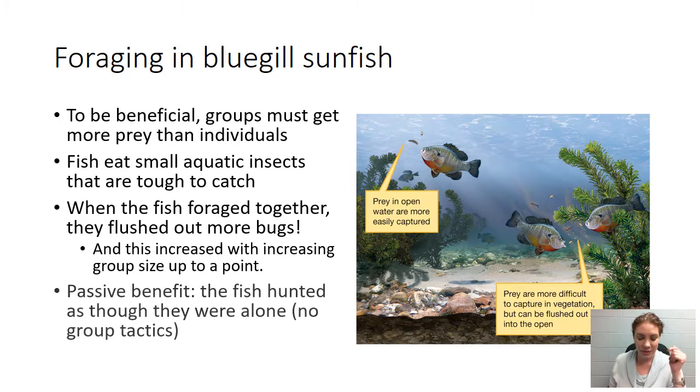But what's interesting about this in particular is that this is a passive benefit. The fish in these groups didn't change their individual hunting behaviors, and that's what makes this passive. The fish hunted as though they were by themselves. So to put this in perspective, if you go tromping through the woods, if you go hiking by yourself, you're going to scare some critters in the bushes. But if a whole class of 30 of us goes hiking along the same path, we're going to scare off way more critters, and it's not because we're trying necessarily. It's just because so many more of us are that much more disruptive to the environment, and we scare off more prey. And that's exactly what's happening here.